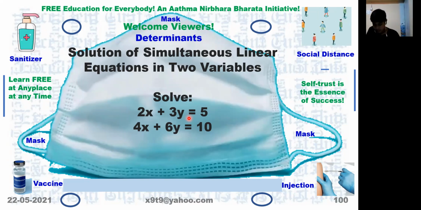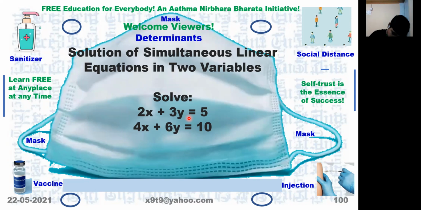2x into 2 plus 3y into 2 is equal to 5 into 2. That is the complete equation we are multiplying by 2. Okay. 2x into 2 plus 2 into 3y is equal to 5 into 2.